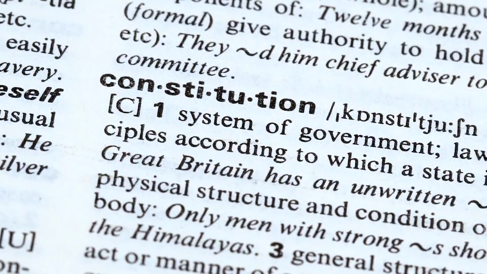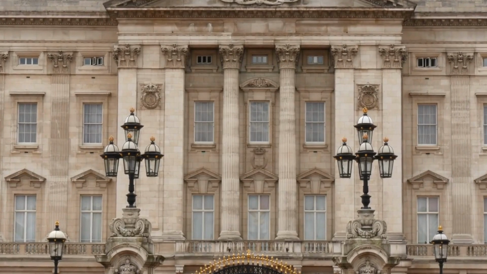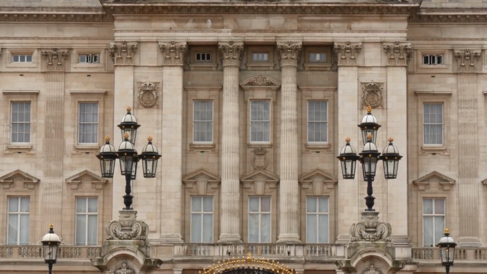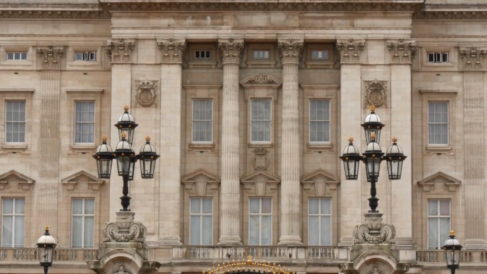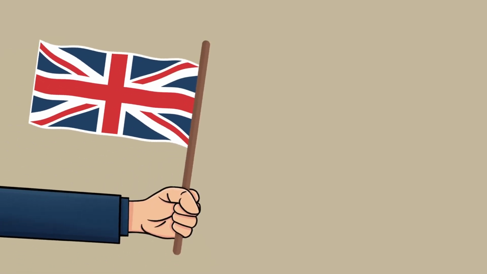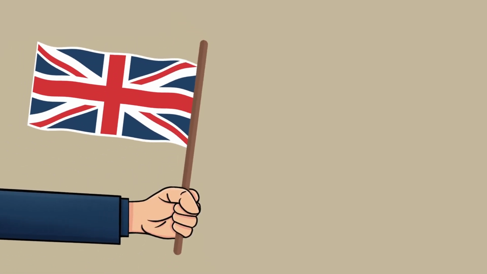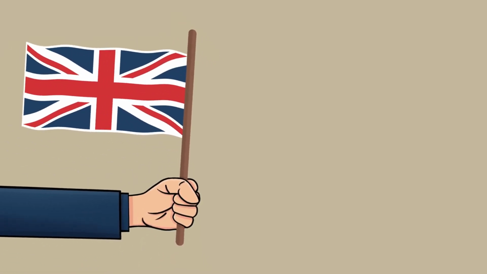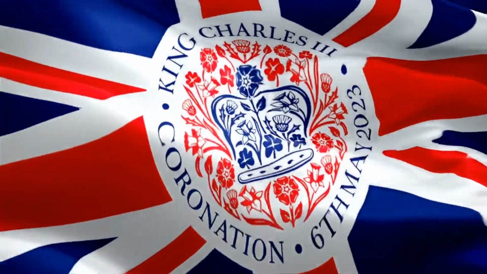Constitutional monarchy. The United Kingdom is a constitutional monarchy, where the monarch's powers are limited by the constitution, laws, and conventions. The monarch serves as the ceremonial head of state, representing national unity and continuity. The king's role and powers.